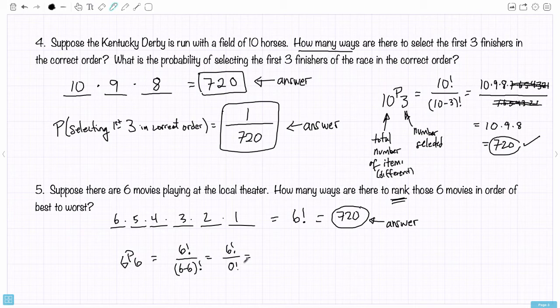Because if they're the same, you get a 0. We'll just say that 6 minus 6 is, of course, 0. And we'll just say 0 factorial is 1. So you have 6 factorial divided by 1. 6 factorial, that's 720.